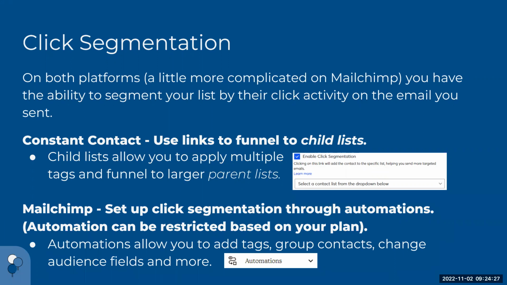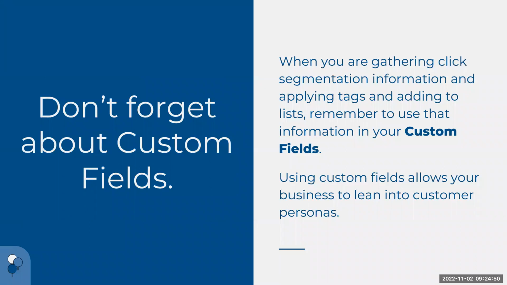But even for the free plan, your automations allow you to add tags, group contacts, change audience fields and more. You have a limit of 4 steps. So say, for instance, someone clicks this particular link on an email, you add them to this group, you add this tag, and then they leave. That's still giving you 2 pieces of information that you can use. So absolutely worthwhile to use. It's definitely a little bit harder to set up. It's something that we may have to talk about on a later date.